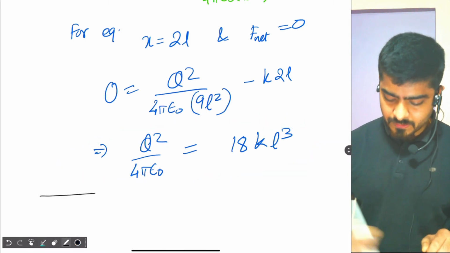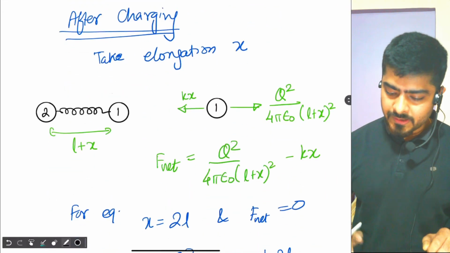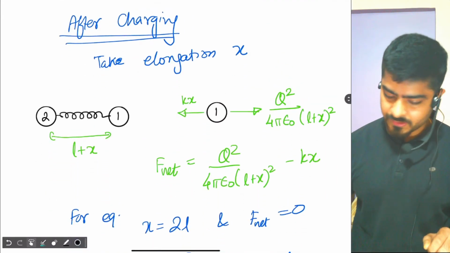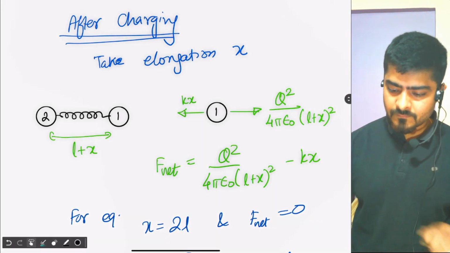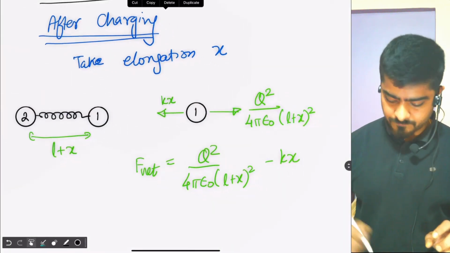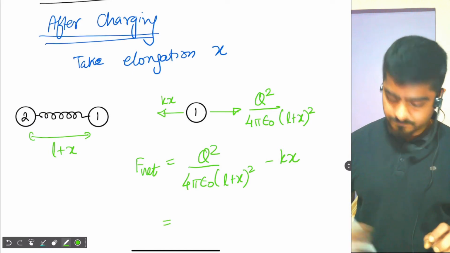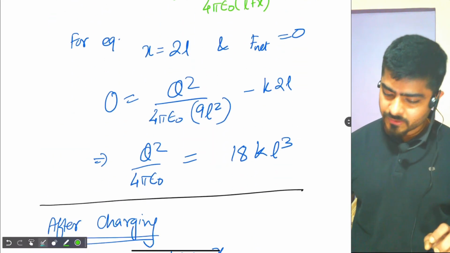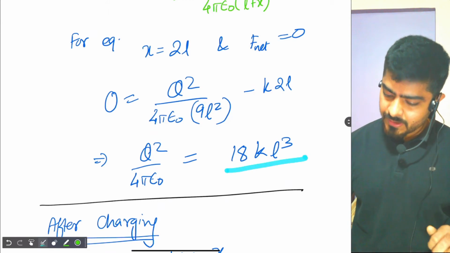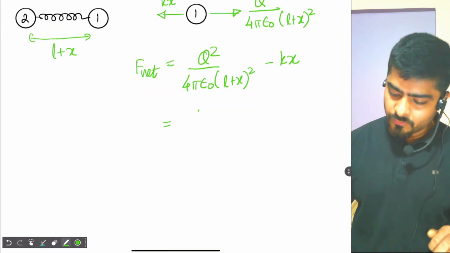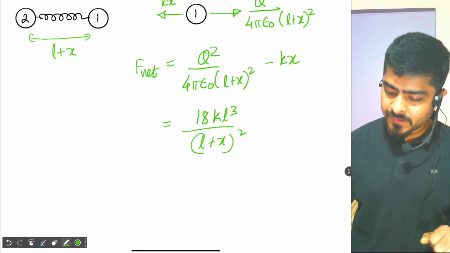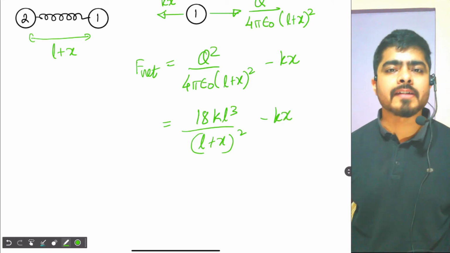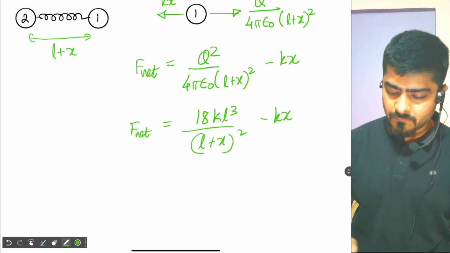Okay, now, let's take this diagram with us again. So what is the net force now equal to? Q square by 4 pi epsilon naught is how much? 18 KL cube. So the net force is equal to 18 KL cube by L plus x whole square minus kx. Okay, this is your net force.